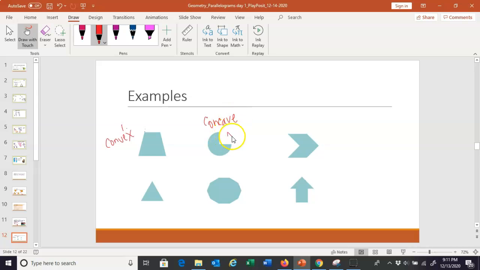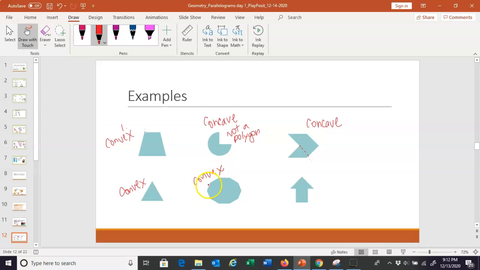but it's not a polygon, right? Because it has that curved edge. This one is a polygon. They're all straight. And look, it has that indentation, if you will, because if you were to extend this, it would go right through the shape. So this is also concave. The triangle we saw is convex.